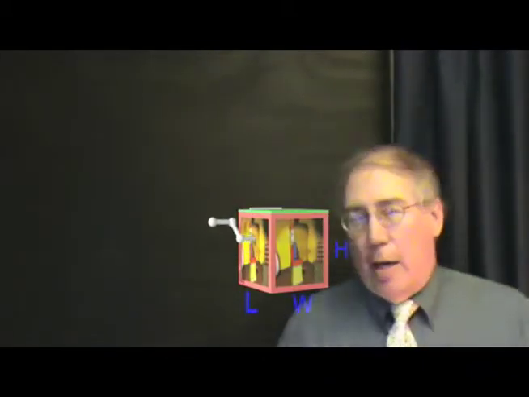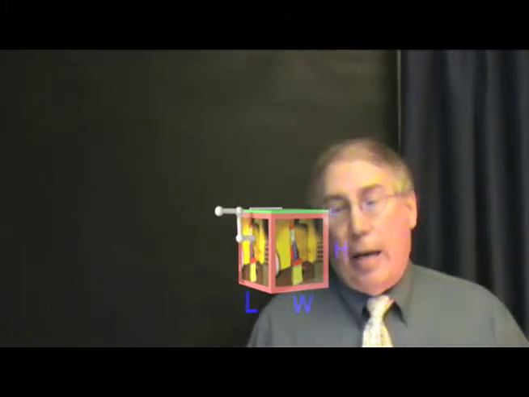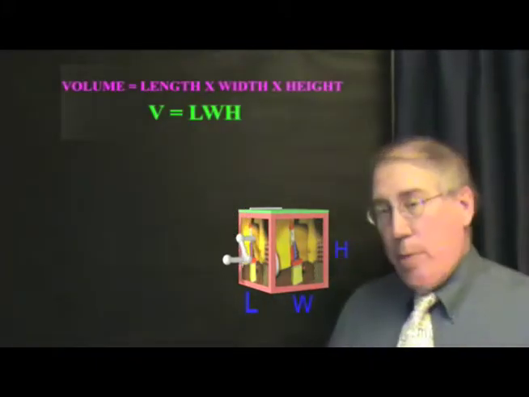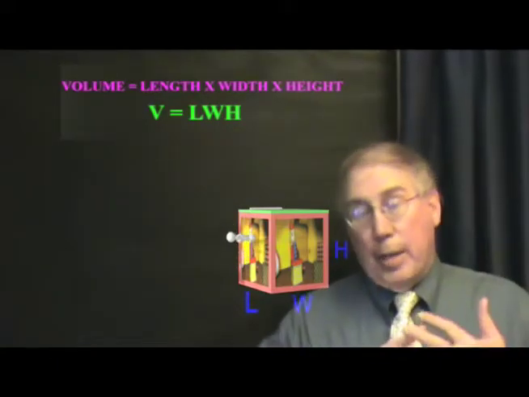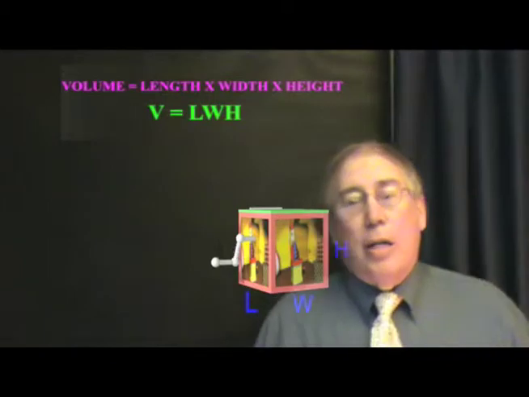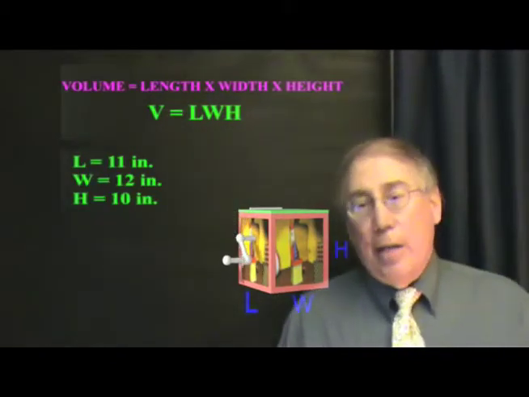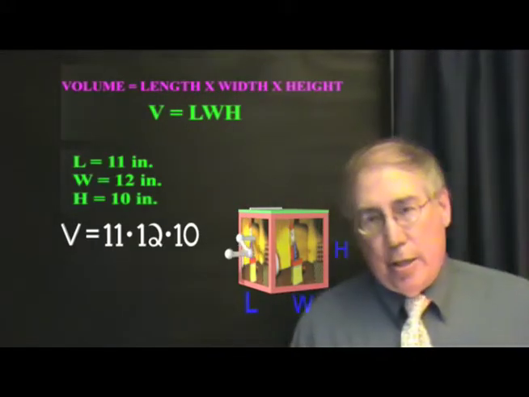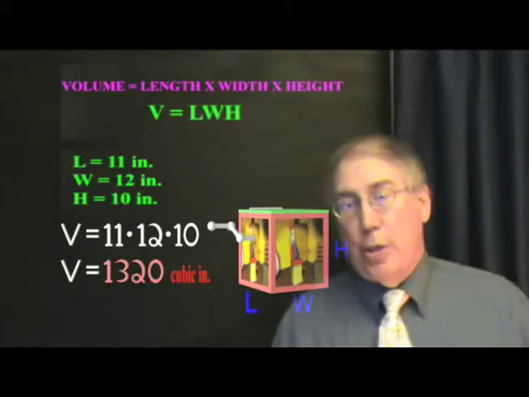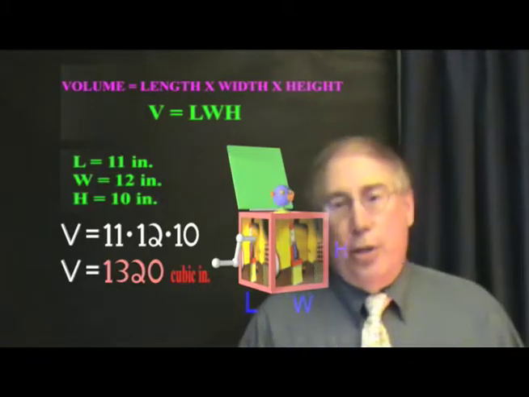Now here we have a jack-in-the-box. It's a rectangular box, and it has length, width, and height. To find the volume of this box here, we multiply the length times the width times the height. So let's say that I give you that the length is 11 inches, the width is 12 inches, and the height is 10 inches. So multiply those three numbers together and we'll get 1,320 cubic inches since it's volume.